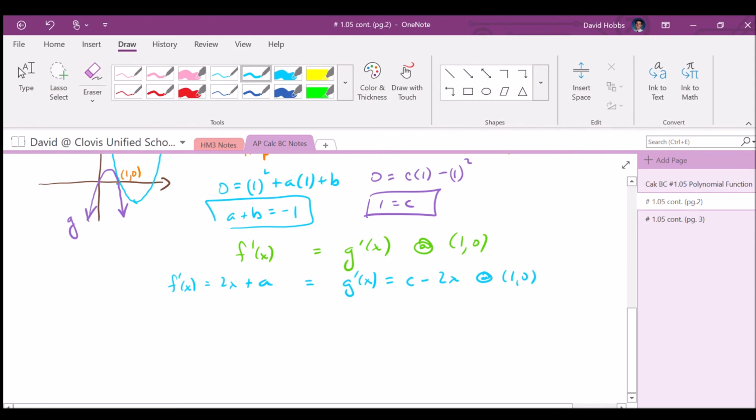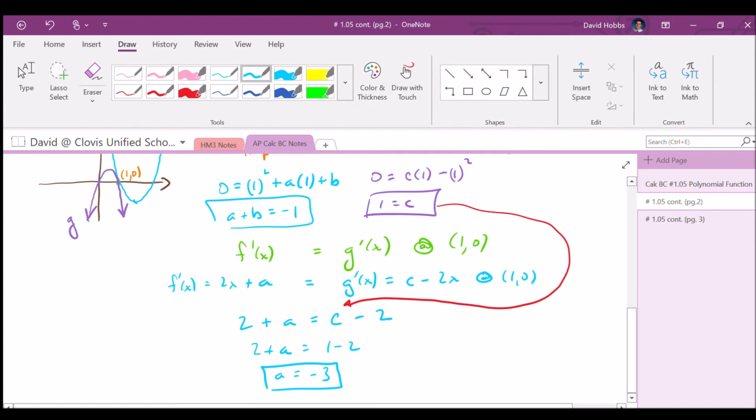And so if I input the 1, 0, well, I don't have any place to plug in the 0, but if I plug in the 1, I get 2 plus a is equal to c minus 2. Now wait a minute though. We know that c is 1. So 2 plus a equals 1 minus 2. a equals negative 3.